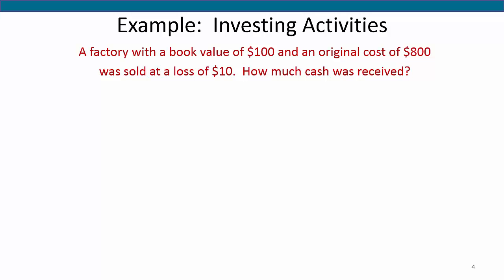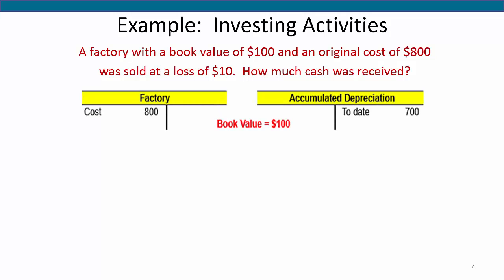Property and equipment can be a challenge when assets are sold. Here's a quick example. Assume a property or a factory with a book value of $100 and original cost of $800 was sold at a loss of $10. Can you determine how much cash was received?